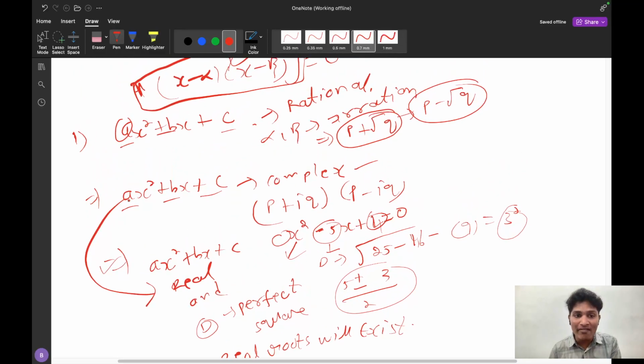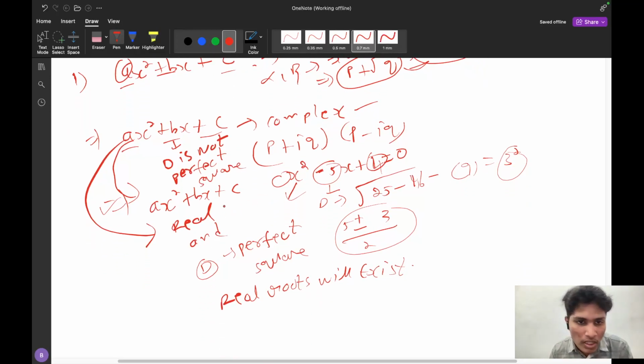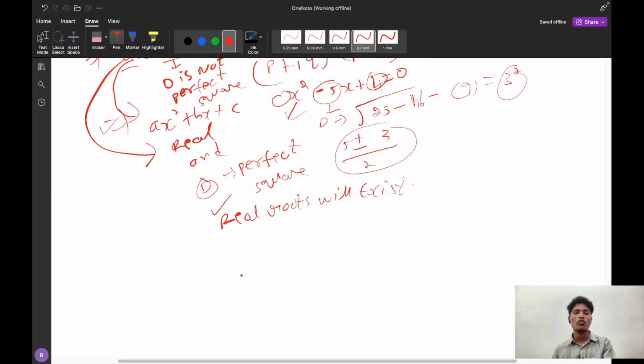This is the second version of this second case. The first case is, if the coefficients are rational, you will get an irrational roots pair. The second case is, if the coefficients are real and the discriminant is not a perfect square, then you will get the complex pair. And what if the coefficients are real, and the discriminant, if you calculate, is a perfect square? Then real roots will exist. Like this you have to find.